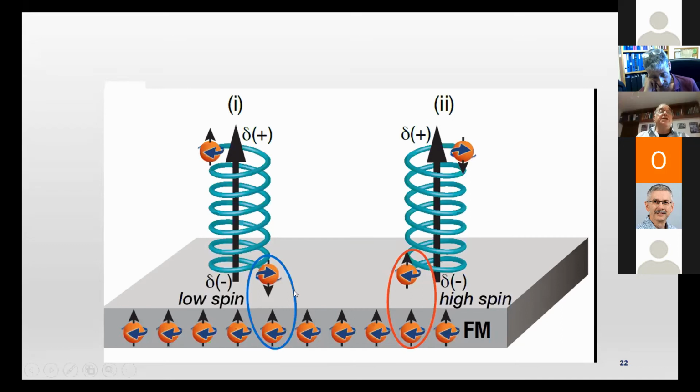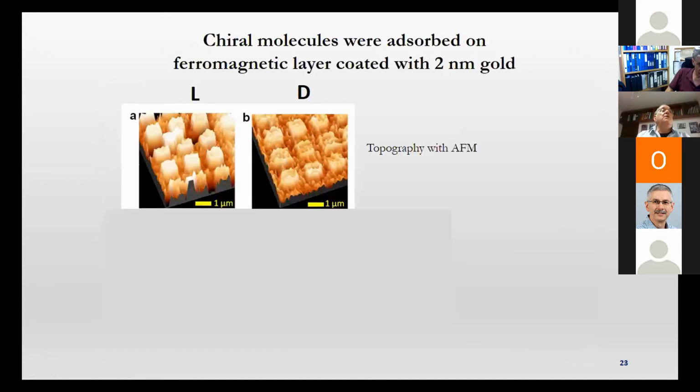Again, you should appreciate this effect is a spin exchange interaction, and that's why the value of the interaction is very high relative to room temperature. So, what is observed? There is a ferromagnetic substrate, not magnetized. On a patterned surface, chiral molecules are adsorbed. These molecules have one enantiomer, and here you see the opposite enantiomer. And what you see here is the topography as measured with AFM.